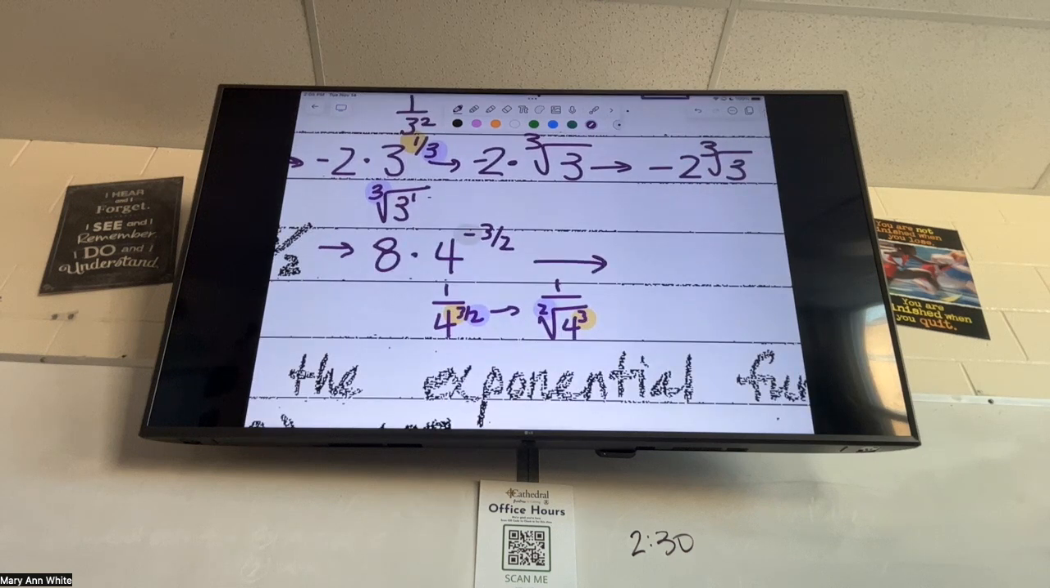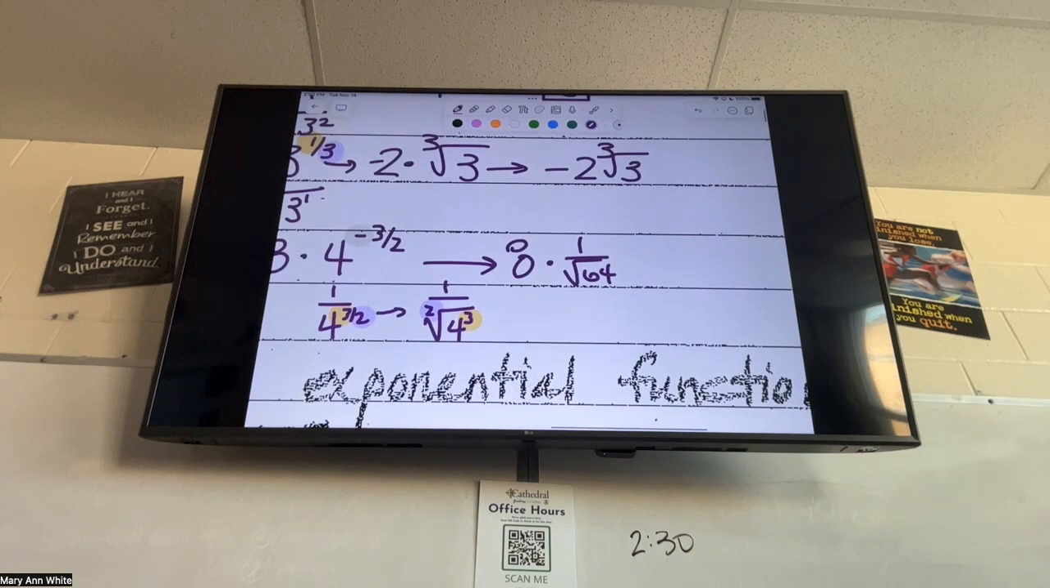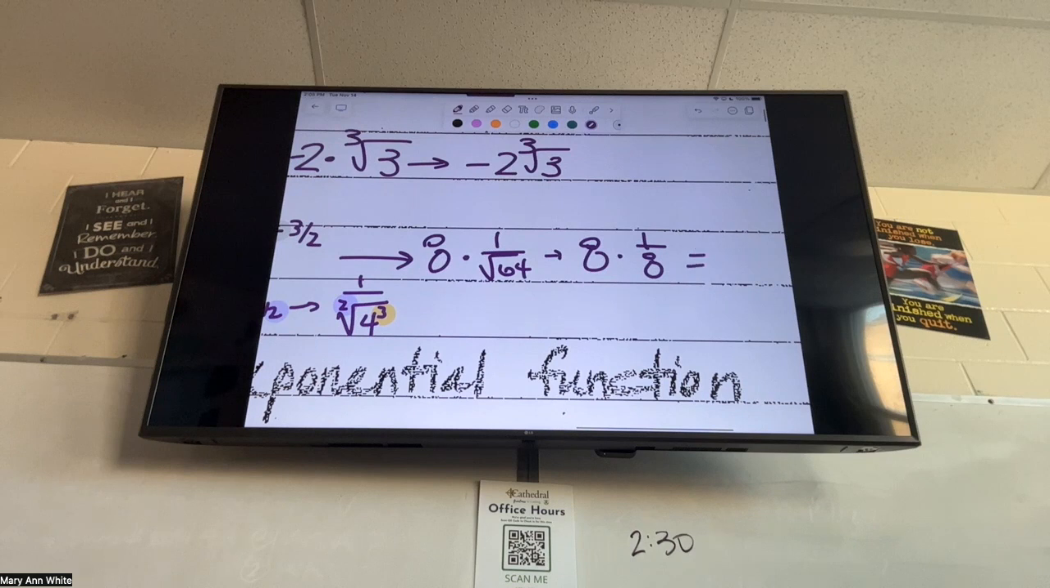so I am gonna have to do 4 to the 3rd power. Okay, so this becomes 8 times the square root of 64. And what is the square root of 64? 8. So it's 8 times 1 over 8. And so what's that going to be? 1. Very good.